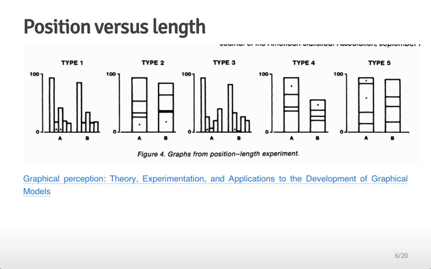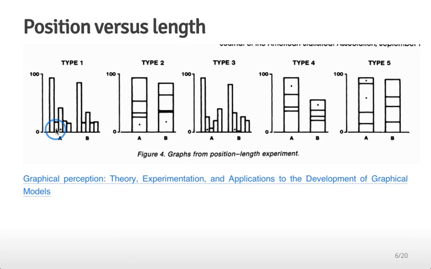So first of all, if you're going to be making comparisons between quantitative measurements, here's an experiment that tells you a little bit about how those measurements and how those quantitative displays should be arranged. So these are 5 types of graphs, and they were shown to 55 people in this experiment in the paper that I've linked to here. And they were asked to compare the measurements for each of the 2 dots in each plot.